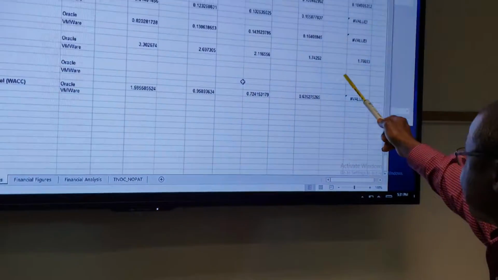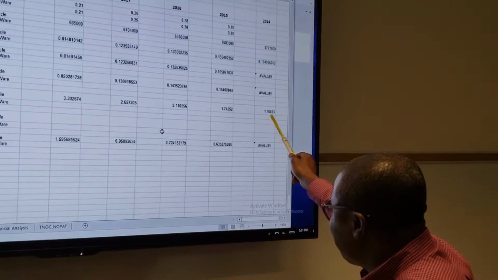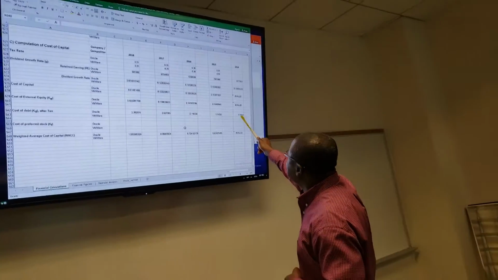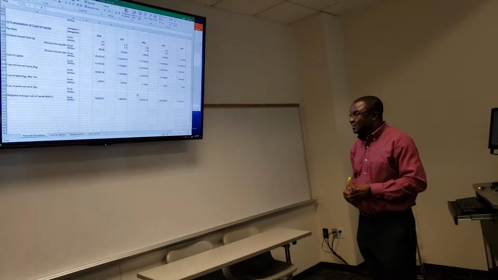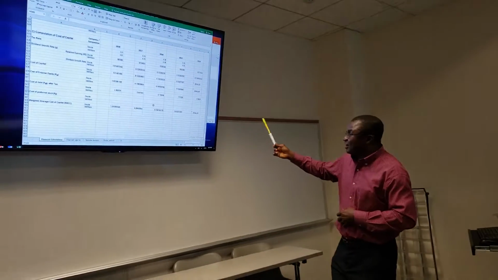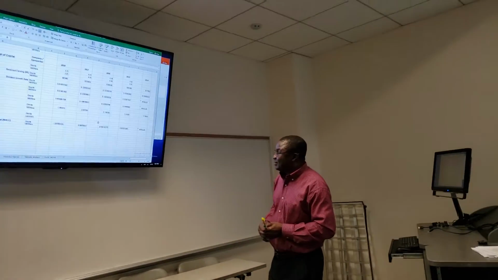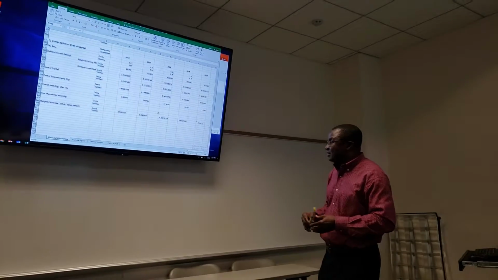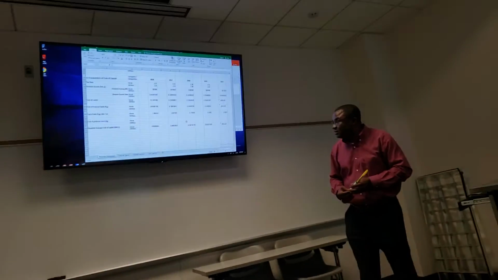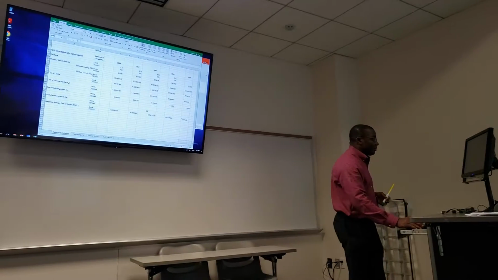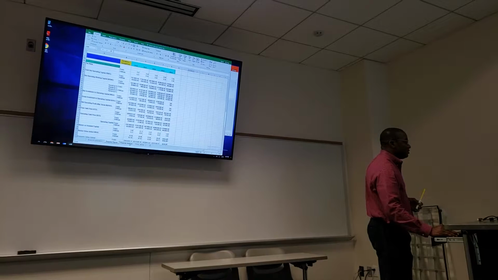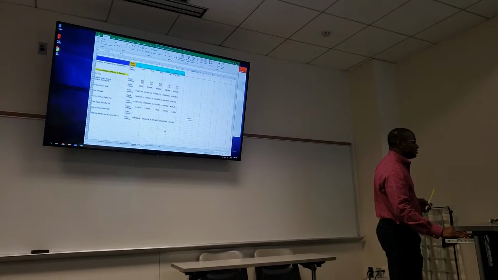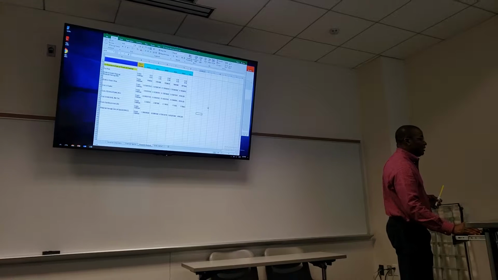And then the cost of debt sort of grew consistently from 2014 to 2018. This probably gives you an indication that the company needs to do much better in that way, to be able to lower how much they're spending to service the debt.